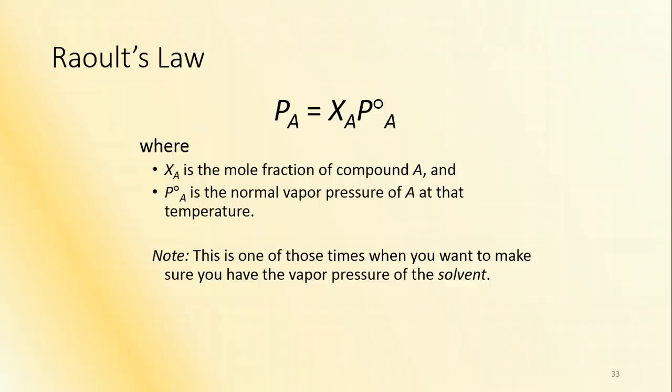If I wanted to figure out how much the vapor pressure of the solvent is going to be affected, I can use this equation. The new vapor pressure is what's represented with PA. That equals that mole fraction. Notice this is the mole fraction of compound A though.